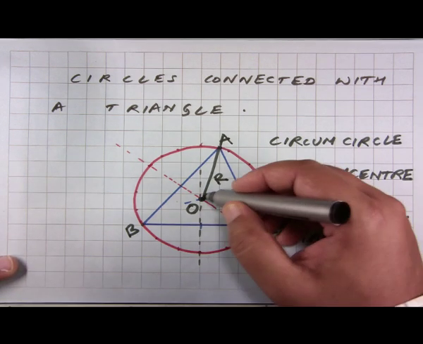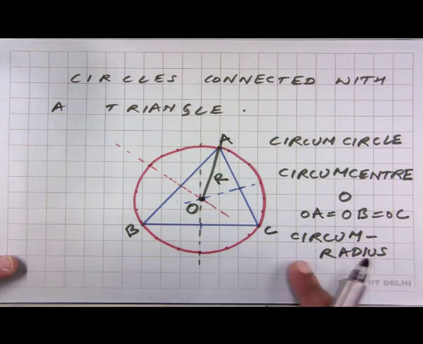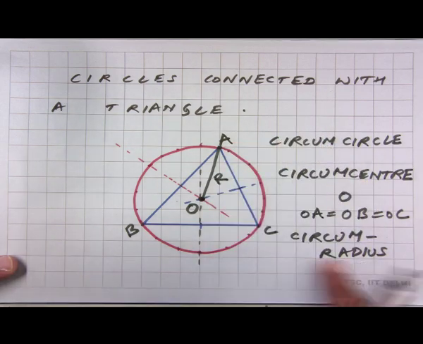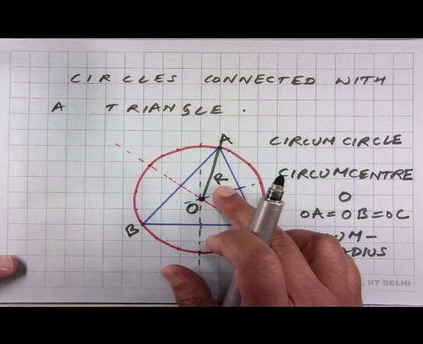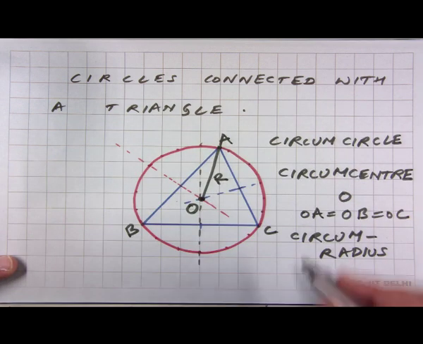So, this is the radius, or rather the circumradius, denoted by capital R for the circumcircle. This is the circumradius, and we would like to find an expression for it.